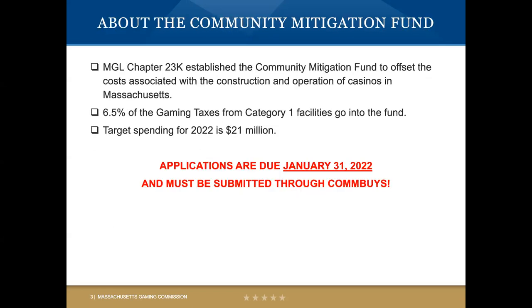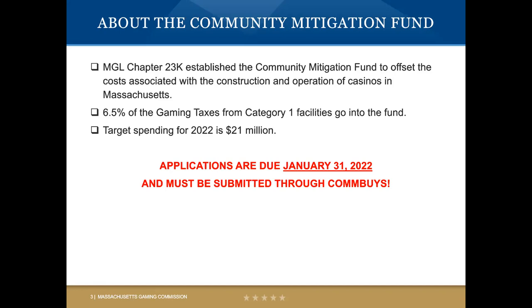So with that, the Community Mitigation Fund itself: Mass General Law Chapter 23K, which is the Expanded Gaming Act, or as we generally just call it, the Gaming Act, established the Community Mitigation Fund. The language from the law says it's to offset the costs associated with the construction and operation of casinos in Massachusetts. So that's always one of the things that we have to keep in mind. It's to offset those costs that are associated with the casino. So there has to be some kind of link between the impact of the casinos in order to obtain community mitigation funds.